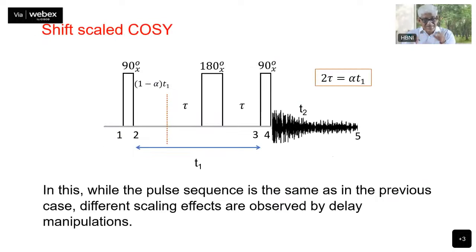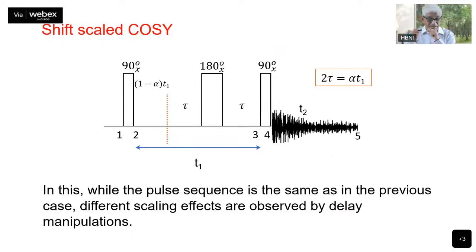Now, with the same pulse sequence, we make another trick. We make it slightly different so that we can actually scale the chemical shifts now, not the coupling constants. We scale the chemical shifts. How do we do it? The pulse sequence remains the same, but only with the trick of adjusting the delays. How do you adjust the delays?